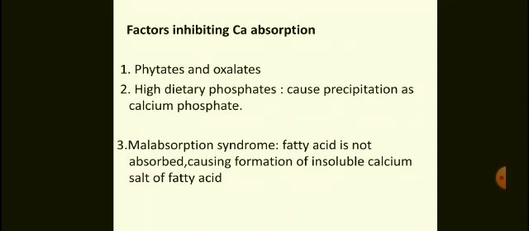Then high dietary phosphates. When there is high phosphate in the diet, it causes precipitation as calcium phosphate, thereby inhibiting calcium absorption. Then in case of malabsorption syndrome, fatty acids are not absorbed, which causes formation of insoluble calcium salt of fatty acid. So in this case, malabsorption syndrome also inhibits calcium absorption.